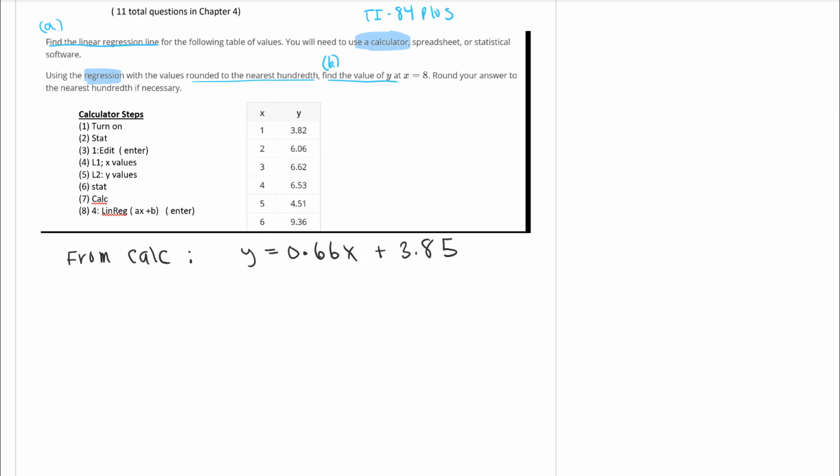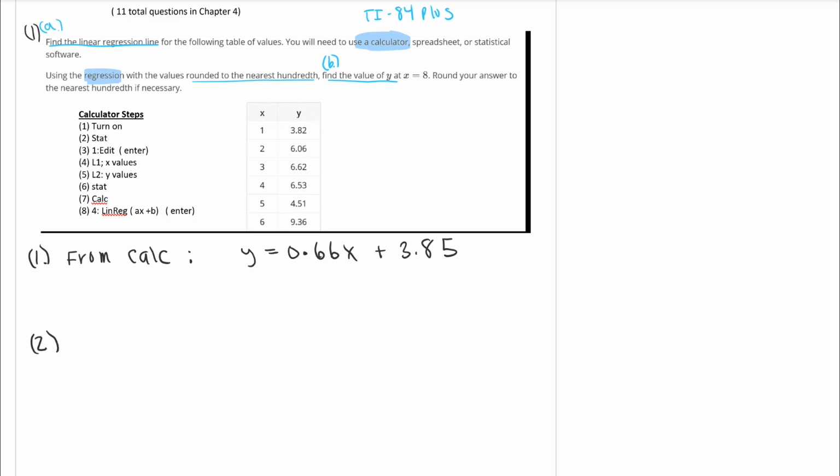So I went ahead and wrote it down. From the calculator, we just computed it, and if I round it to the nearest hundredth, which is what it's asking me to do, then I get that y is equal to 0.66x plus 3.85. So that you can say is your part 1, or your part A.